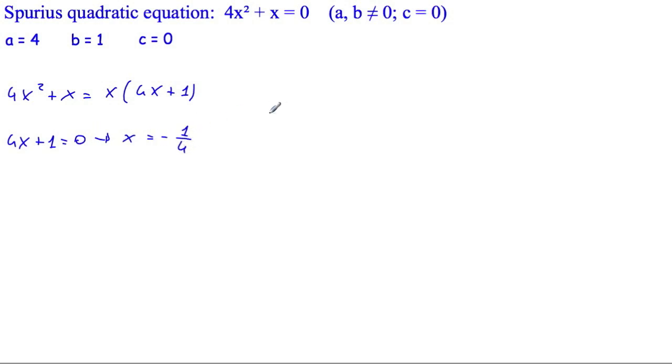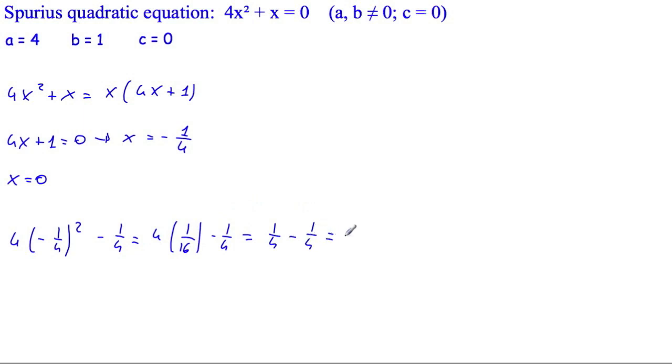One of the two roots of a spurious quadratic equation is always 0. That can be verified by substituting 0 for the x in the equation. The same can be done with negative 1/4. 4 multiplied by negative 1/4 squared minus 1/4 is equal to 4 multiplied by 1/16 minus 1/4. 4 and 16 can both be divided by 4, so we have 1/4 minus 1/4 is equal to 0.